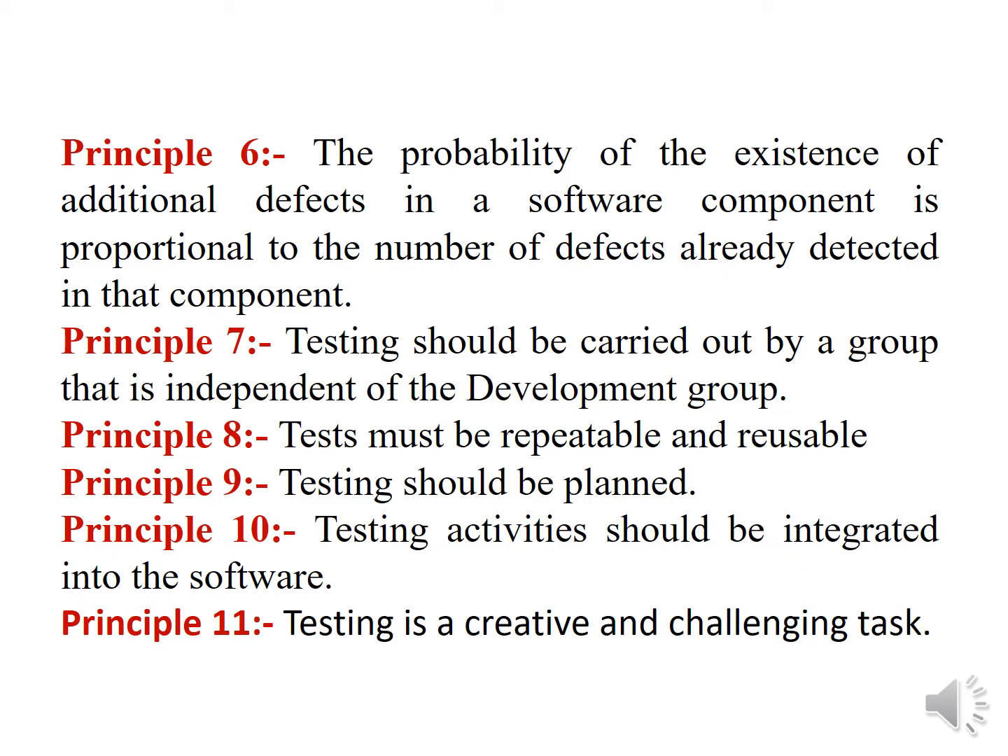Principle 6: the probability of the existence of additional defects in a software component is proportional to the number of defects already detected in that component. When there are more defects, the component may hold additional defects during testing. Example: let there be two components, X and Y. X has 15 defects, Y has 5 defects. So the additional defects in X will be larger than in Y.